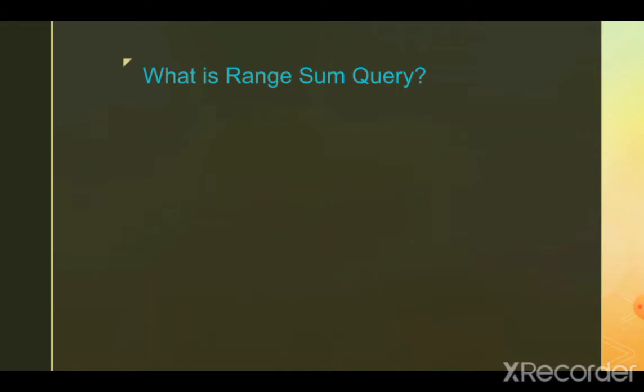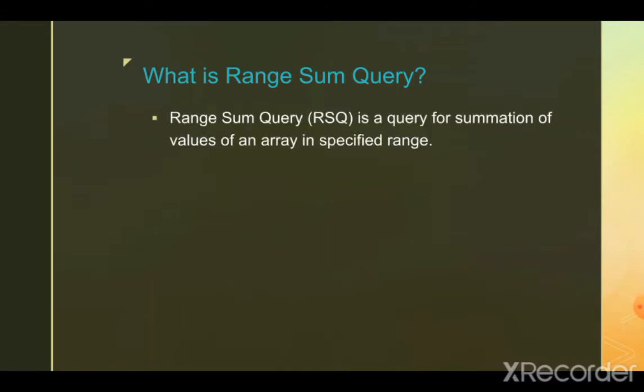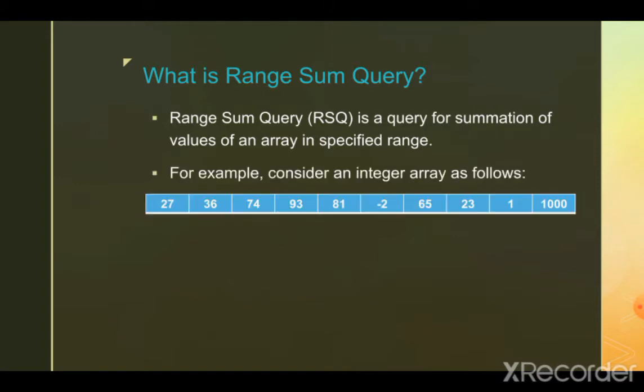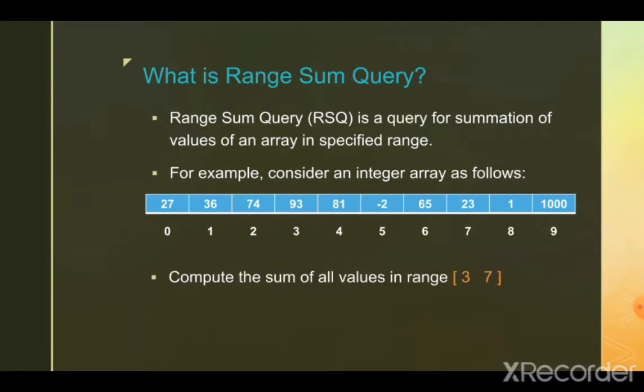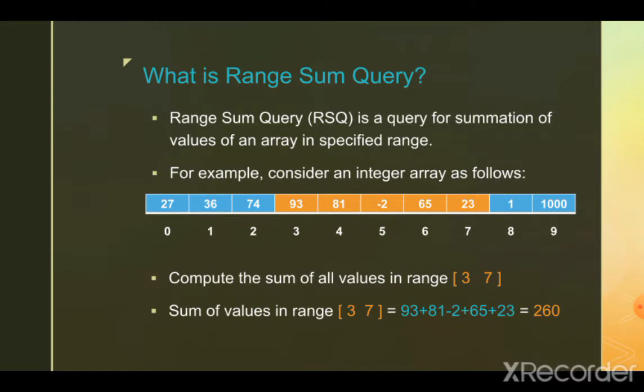So what is meant by range sum query? Range sum query is a query for summation of values of an array in specified range. For example, consider an integer array as follows. Its indices are listed below their values. And then suppose we want to compute the sum of all values in a range 3 to 7 inclusive range. So the range is highlighted and the sum of values in the range are 93 plus 81 minus 2 plus 65 plus 23, which is equal to 260.